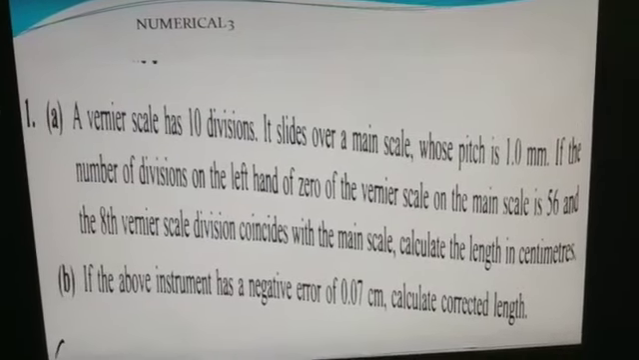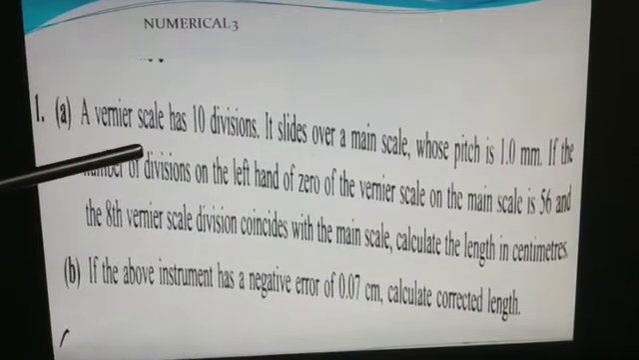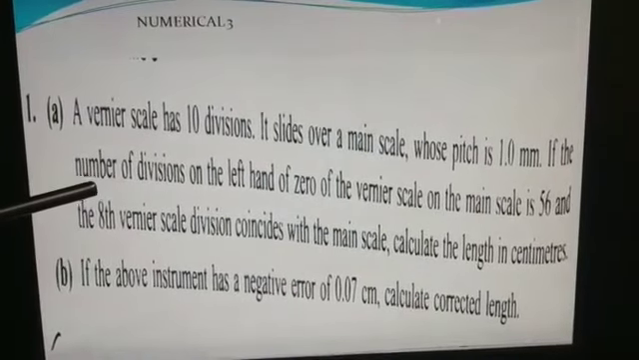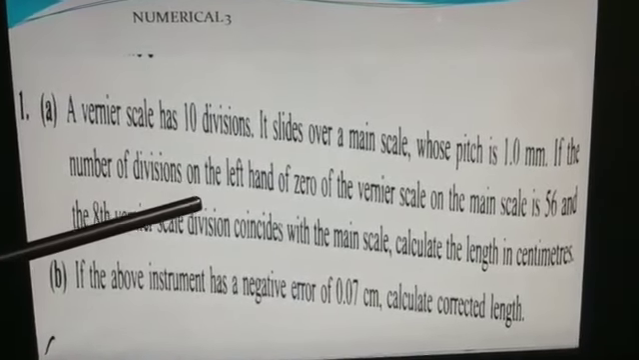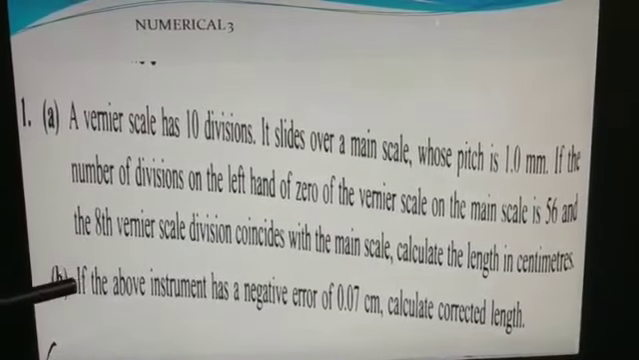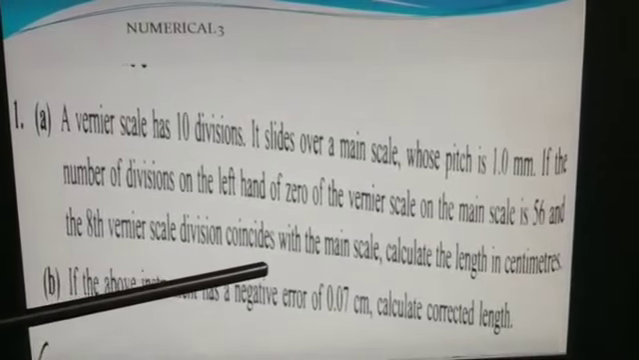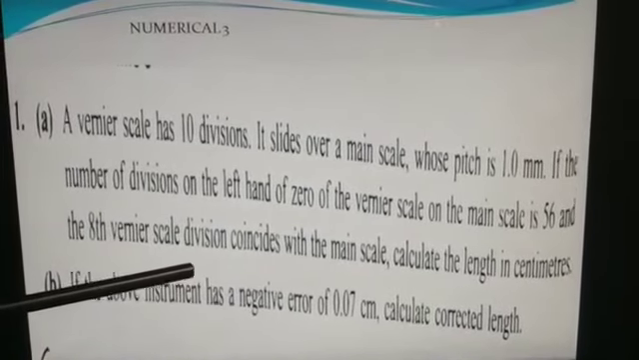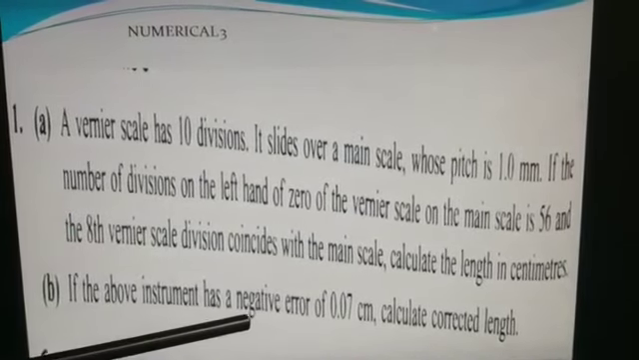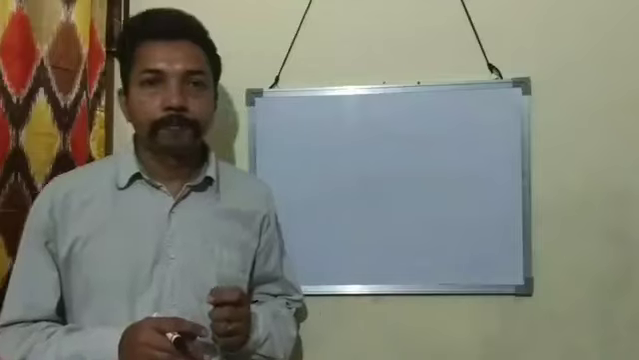See the question. A vernier scale has 10 divisions. It slides over a main scale whose pitch is 1 millimeter. The number of divisions on the left hand of 0 of the vernier scale on the main scale is 56, and the 8th vernier scale division coincides with the main scale. Calculate the length in centimeter. If the above instrument has a negative error of 0.07 centimeter, calculate the corrected length.